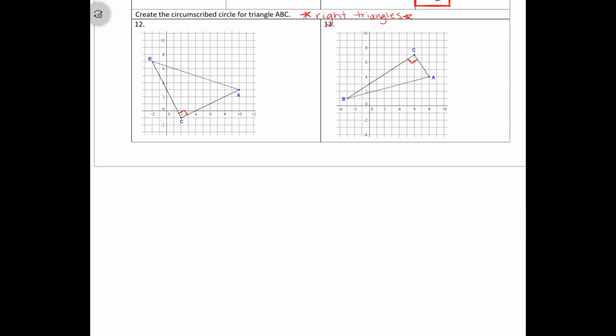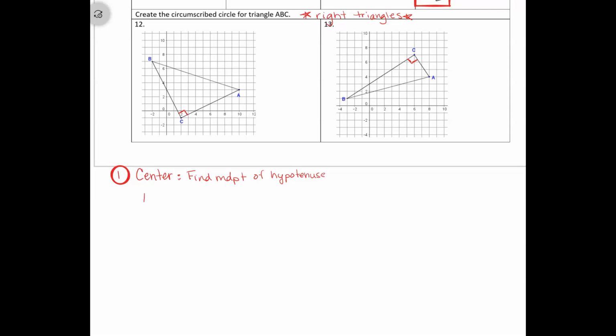So there's going to be steps to do this. The very first thing we need to do is find the center of the circle. Well, we know about right triangles that the diameter is the hypotenuse. So the first thing we will do is find the midpoint of the hypotenuse.